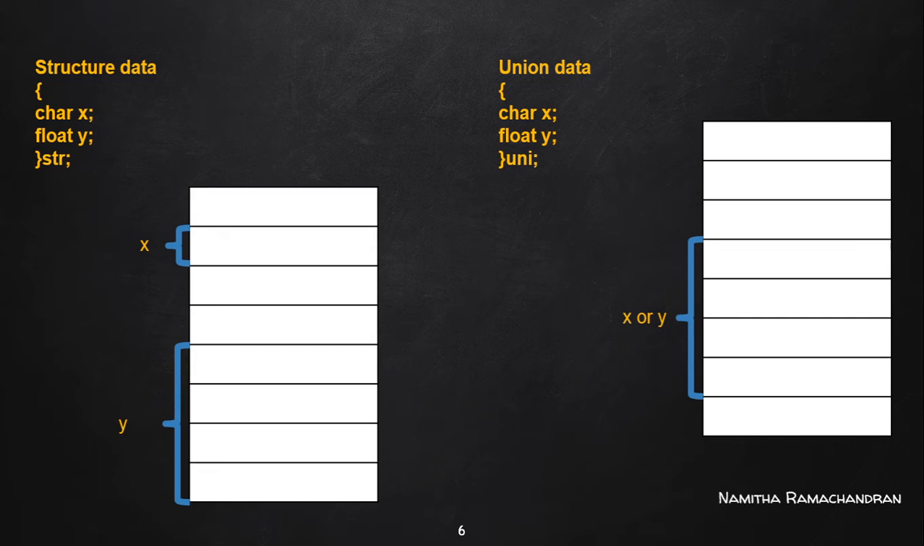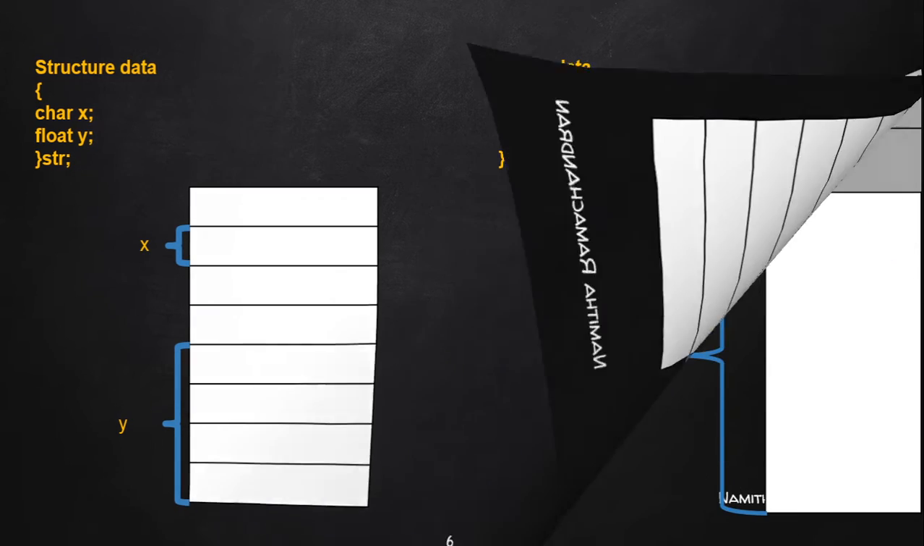structure members. Here, the float type requires 4 consecutive bytes and the character type variable requires 1 byte. Among these, the 4 consecutive bytes is the largest requirement, so that largest memory requirement is allotted here, and that memory space is shared by both x and y. Right? So this is the basic principle of this union type data.